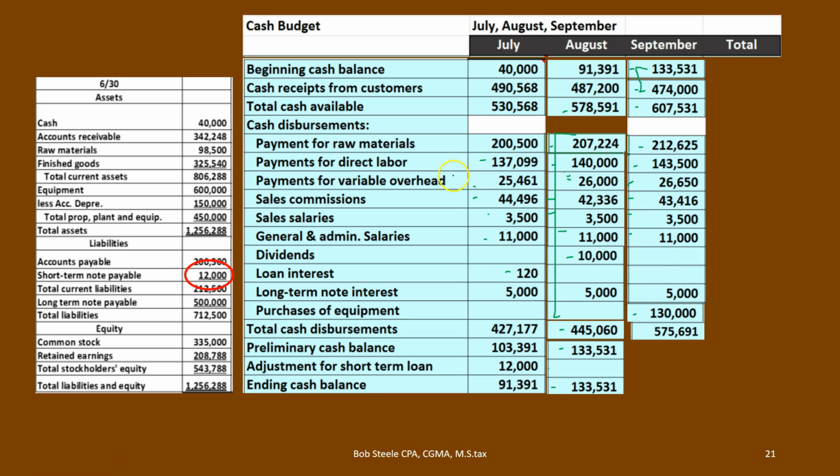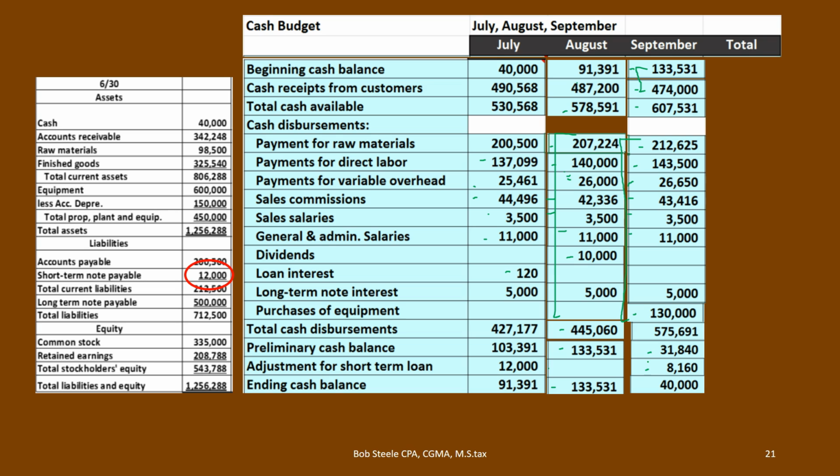And then if we add all these up, we're getting the 575,691, and that's going to be a preliminary balance of 31,840. And then we're going to have an adjustment because that 31,840 is below the 40,000 minimum we want to have. Therefore, we're going to need a loan of $8,186 so that this $31,840 can come up to that minimum balance we want of $40,000. Okay, so there's our 3 months.